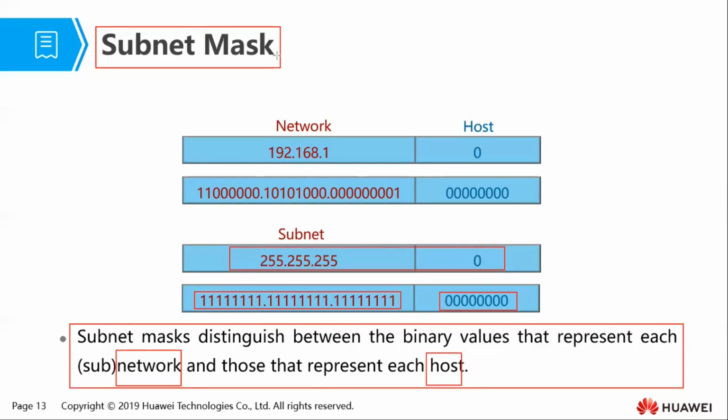So in this particular example, we have how many octets? The first octet, the second octet, and the third octet. So what that means is that this part and this part represents the network. Then only the last octet represents the host. So that is what we call the subnet mask. So the subnet mask is simply used to distinguish which binary values represent a network and which values represent the host.